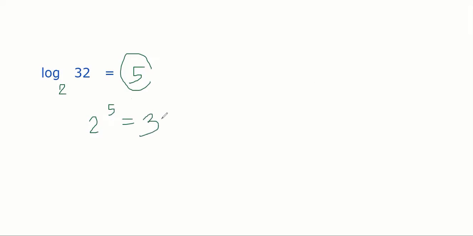Log of 32 equals what, if my base is 2? Log 32 base 2 is what? We can write 32 as 2 to the power 5. So log 32 to base 2 is 5. So the answer is 5. Why? Because 2 to the power 5 will be 32, right? So the answer for this would be 5.